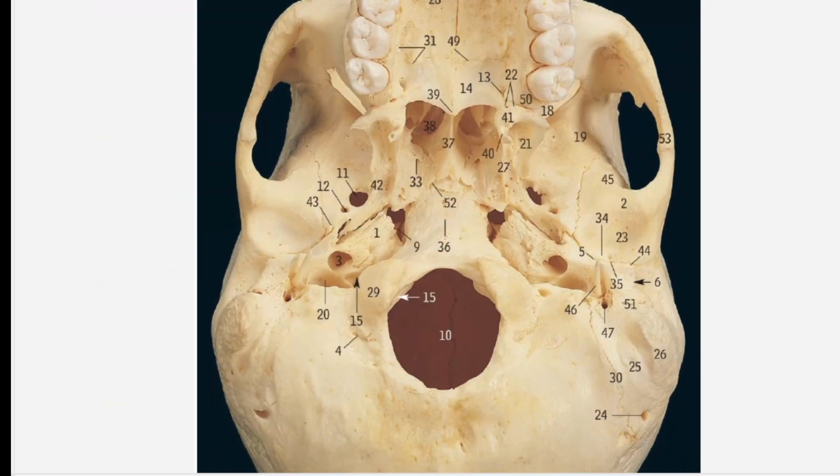10 is foramen magnum, 3 is the carotid canal, 20 is the jugular foramen, 11 is the foramen ovale, and that's of course on the right side, and 12 is foramen spinosum, and 47 on the other side, that would be stylomastoid foramen.